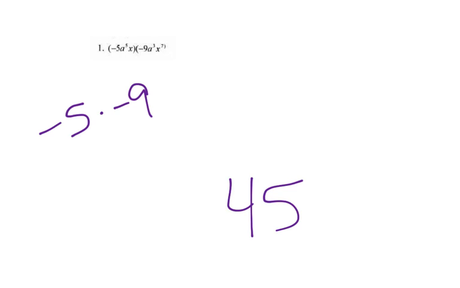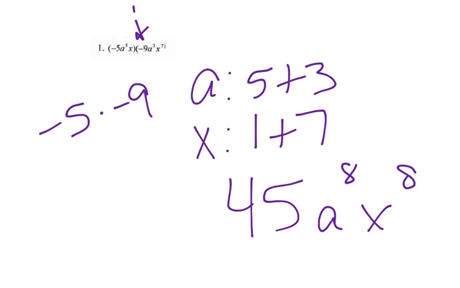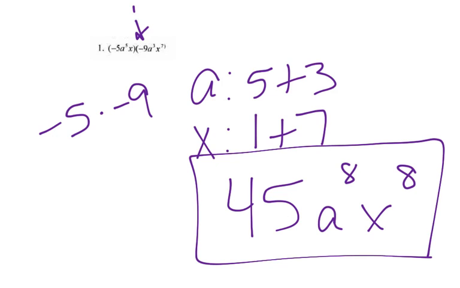When you're multiplying, the coefficient, the big number, you actually multiply. So it's like you're saying -5 times -9, and that's going to give you 45. Then you're going to take your exponents and add them. So for a, you're adding 5 plus 3, so you get a to the 8th. For the x, you're adding 1 plus 7, because when there's not a number there, it's like a 1. So you get x to the 8th. So your answer here is 45, a to the 8th, x to the 8th.